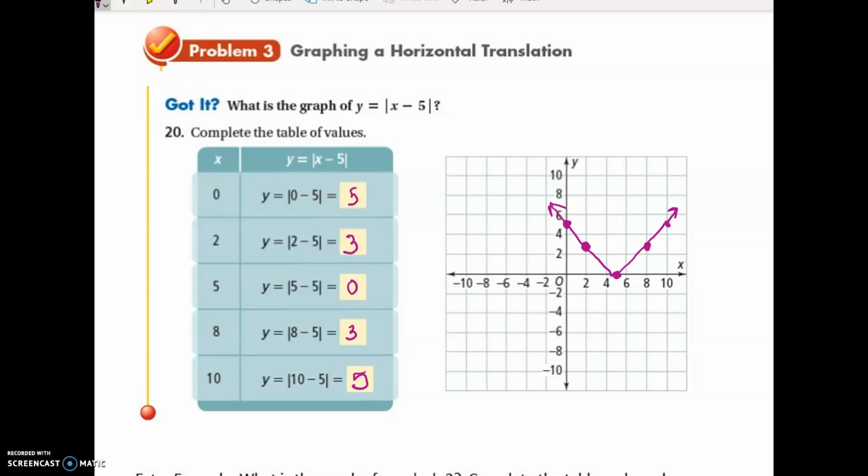So we can see that the graph moved to the right, even though it says -5. We can see it's moving to the right, not the left. So just remember that absolute value can change things when you're moving left and right.